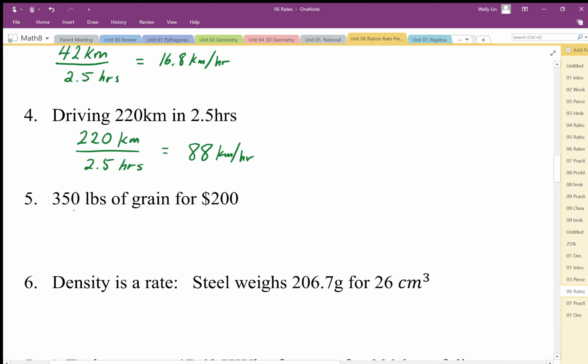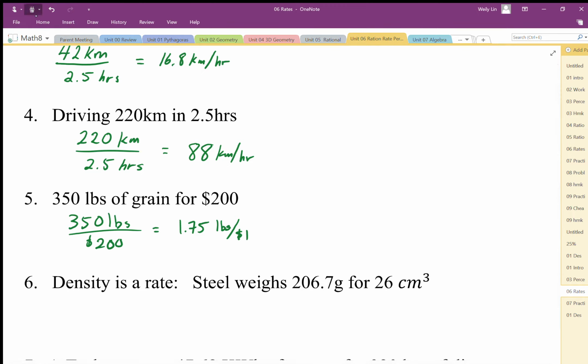Here I'm going to compare 350 pounds for $200. Now when I do this rate, I'm doing pounds per dollar. And again, the direction of the comparison is really important. Pounds per dollar. When I divide these, I get 350 divided by 200. And so the 1.75 that I get, the units are pounds. So I get that many pounds for $1 of cost.